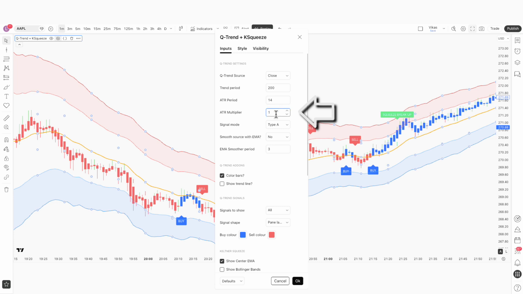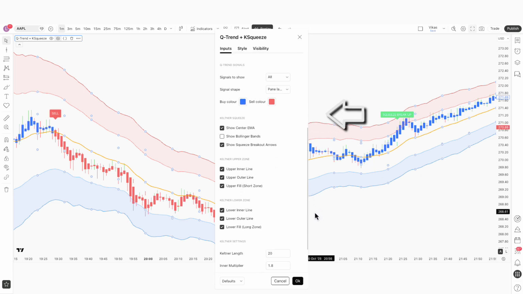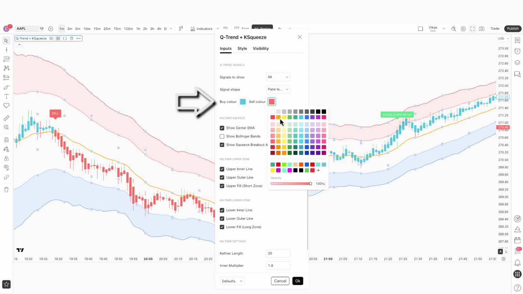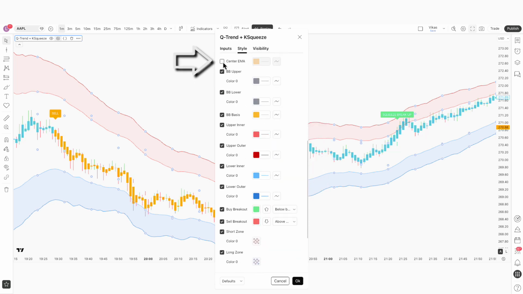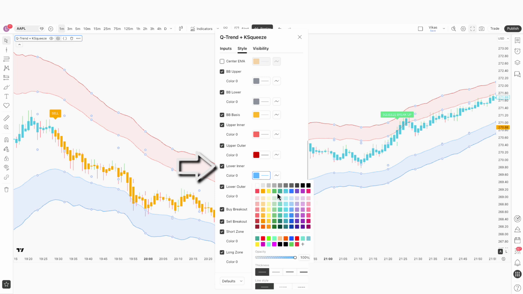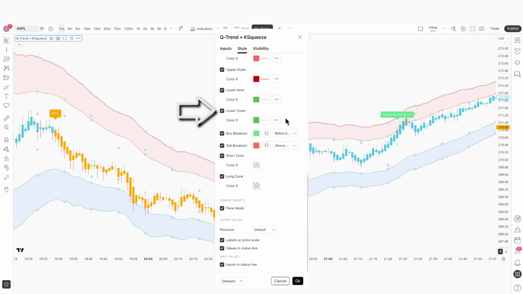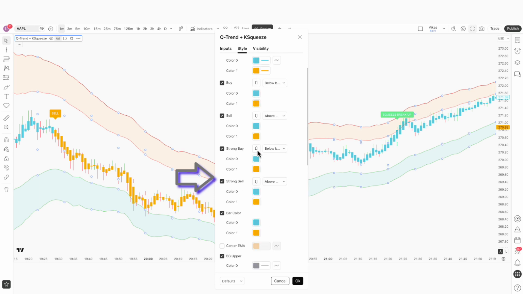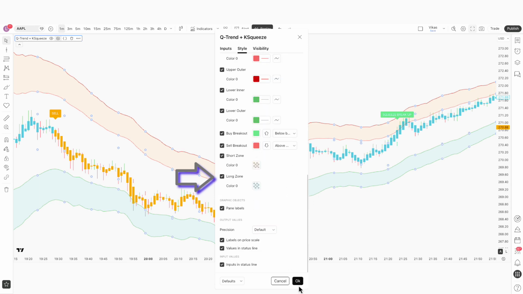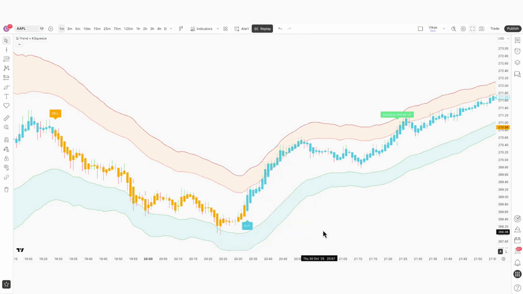First, we change ATR multiplier 1 to 2.2, then change buy color blue to aqua, and sell color red to orange. We have to keep these options hidden. After that, change the lower inner color, and then change the long and short zone color. Here, everything is fine. After that, click OK. Now we'll add one more indicator to make this strategy more powerful.